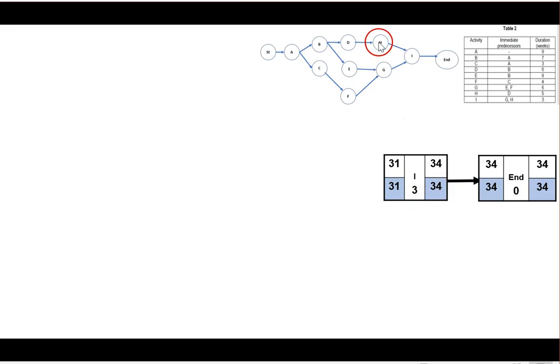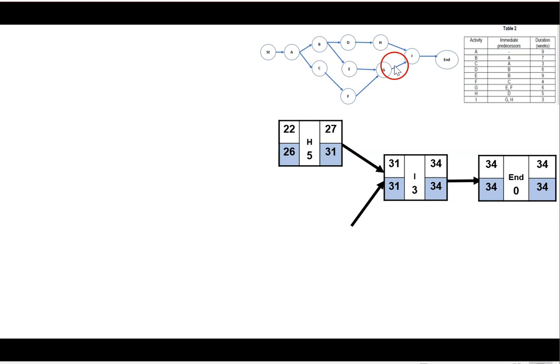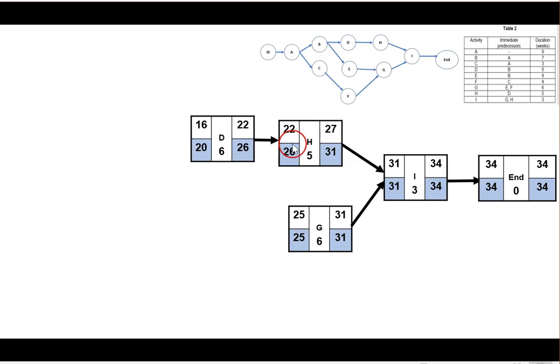And then we have H and G. Okay, H is 5. So we bring 31 here. 31 minus 5 is 26. And then going to G. So 31 minus 6 is 25. And then we're going to D. So we bring 26 here. So 26 minus 6 is 20.